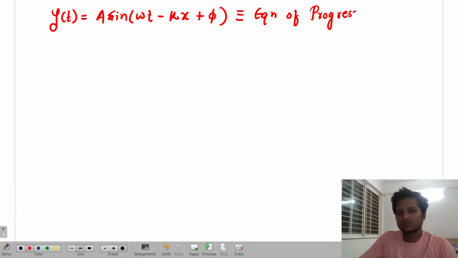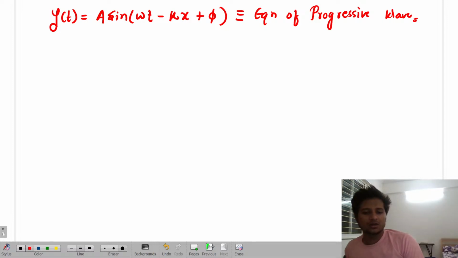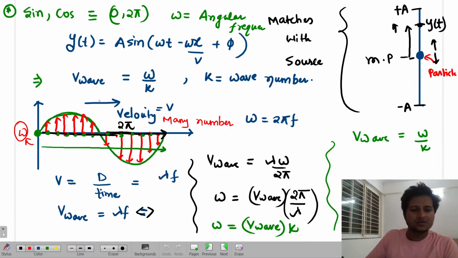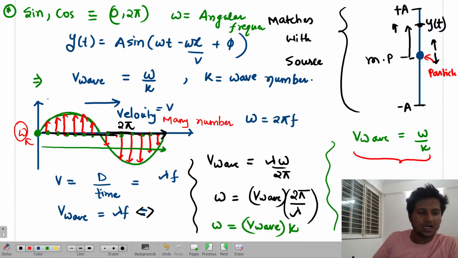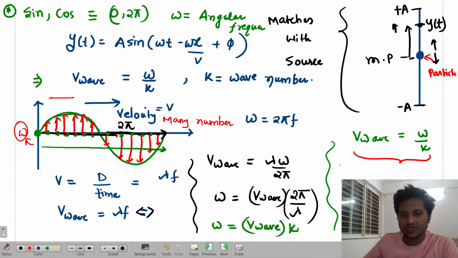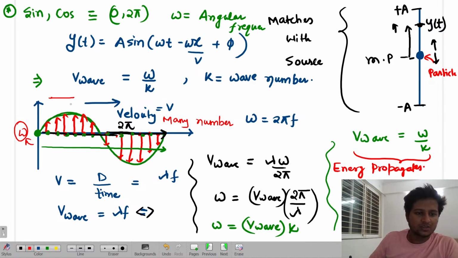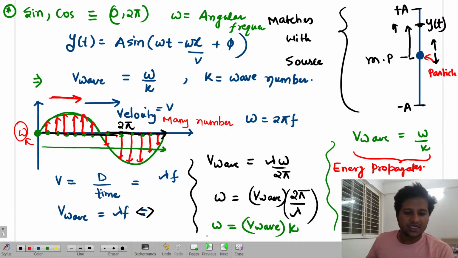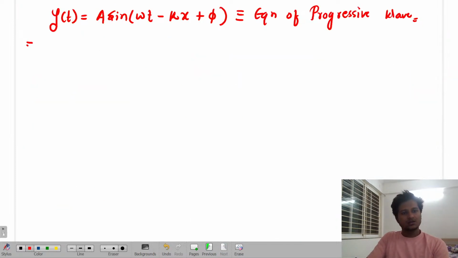Now let us understand what the meaning of this is. The first important thing is that velocity of wave represents how the energy is propagating. But the particle velocity is different: the velocity of wave is horizontal, but the particle velocity is basically vertical, as the particle vibrates up and down like this over here. Is that clear or not? So basically we will consider the particle velocity.